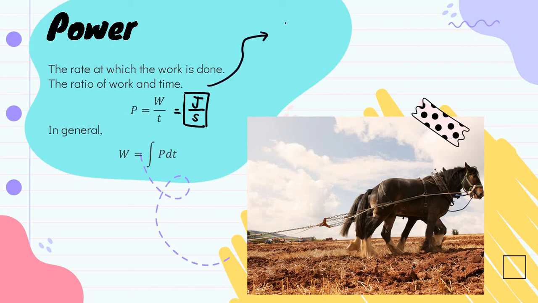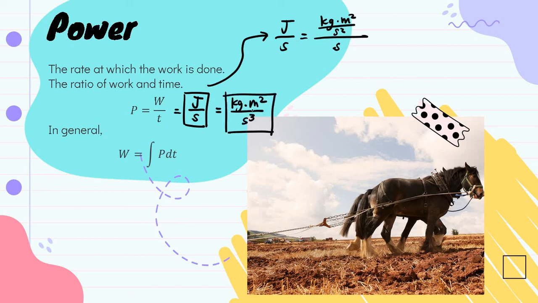So since joule is equal to kilogram meter squared per second squared, and then we divide that by another second. Alright, so as you may see here, the second unit that you can see for power is kilogram meter squared per second cubed, and this is the fundamental unit equivalent of the unit joule per second, which is again a unit of power.